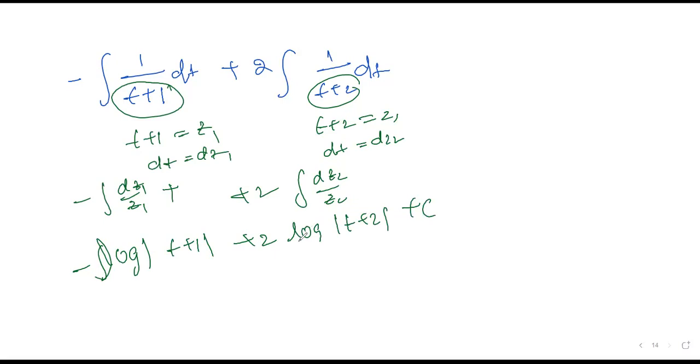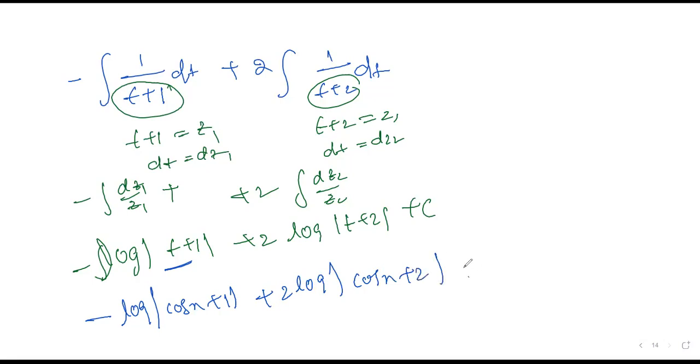But it is not the final answer, because t was an assumption we made. So minus log of t plus 1, where t is cos x, so cos x plus 1, plus 2 log of cos x plus 2. Clear? I'll write it on the next page.